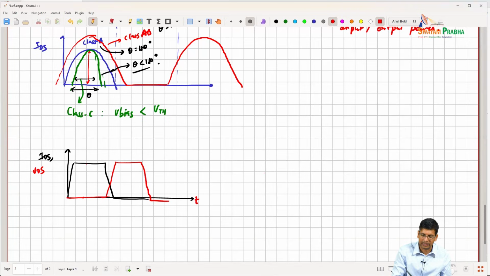I mean, I don't need both to be square waves. This could be a sinusoid, for example, right? The voltage could be a half sinusoid as long as the IDS goes to 0 when the VDS goes high. So I can do harmonic shaping through many different ways to try to create these kinds of waveforms so that I am reducing the power dissipated in my transistor, right?